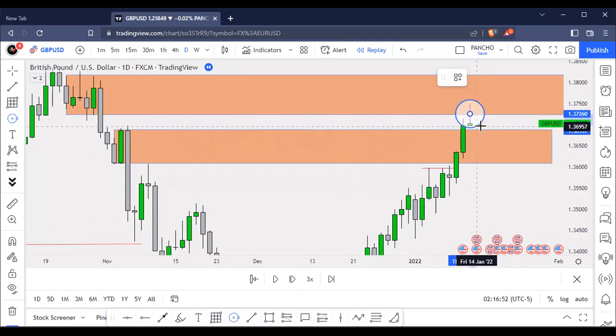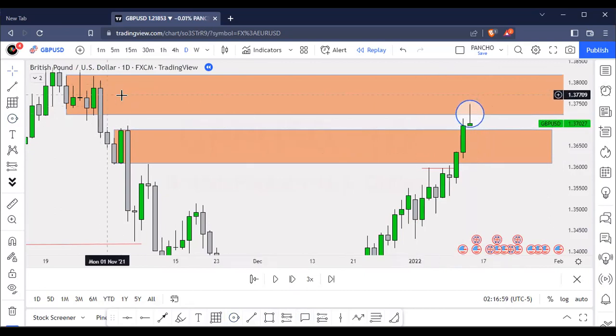Oh, this candle here, this candle which touched our first order block, okay? This candle here closed bullish, but you see what happens. Now we see sellers are trying to show us some signs that they are trying to enter the market, okay? And it is because of this long wick.